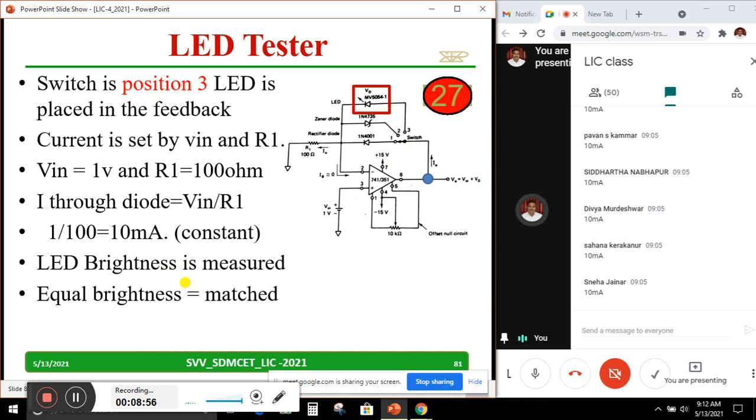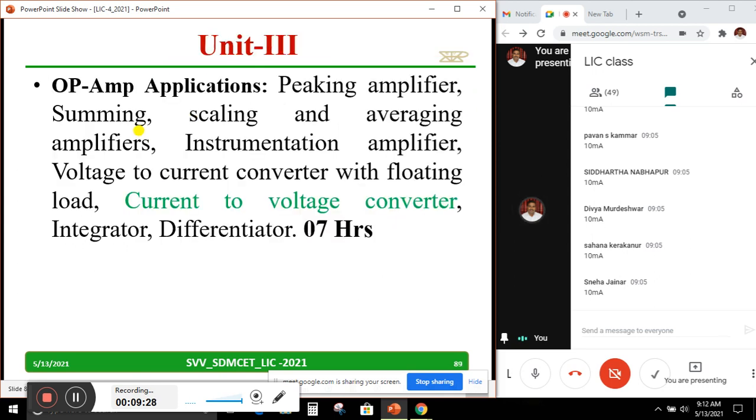Just how we can make use of this particular circuit for finding a matched diode, Zener diode, and similarly the LED. You have to understand. If the question comes, you should be able to answer in the exam. And not only that, where can I make use of these circuits later, when you become an engineer in any industry, or when you are doing a hobby project, mini project, major project, you can make use of these things. Let us go to the next.